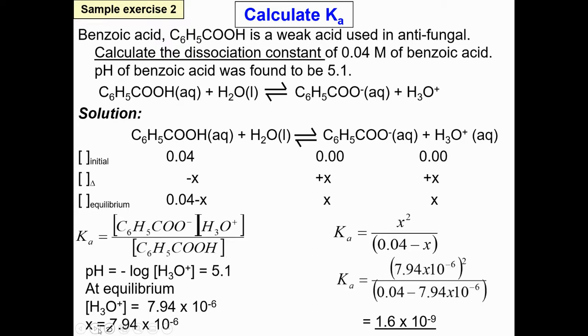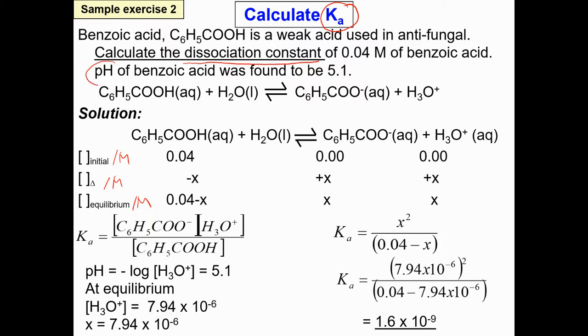Okay, now next one. This time we calculate Ka. Same thing again. Remember Ka, the term is dissociation constant. Build the ice table, and then substitute all the information inside. Now, let us see what is given.